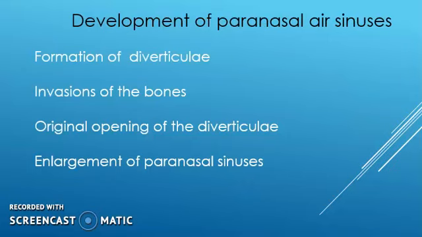The paranasal sinuses are formed by the formation of diverticula from the developing nasal cavity, and there are pneumatic extensions, meaning extension of air-filled cavities into the surrounding bones. The initial opening from which these extensions start will form the opening of the paranasal air sinus. At birth, only the maxillary sinus is present, and the rest of the sinuses develop after birth, and they reach their maximum size at puberty.